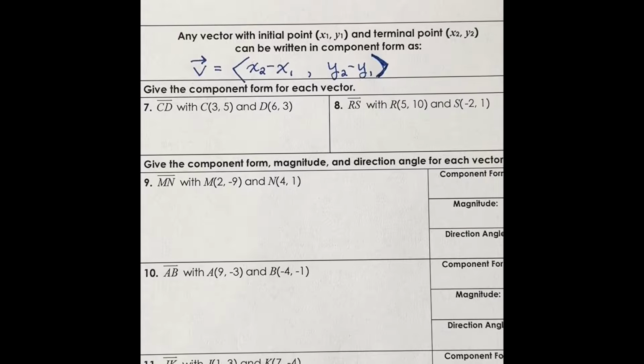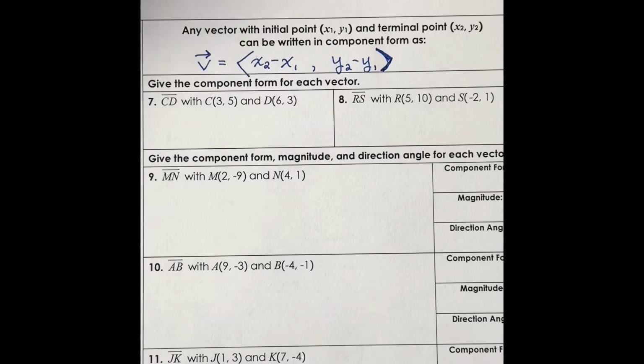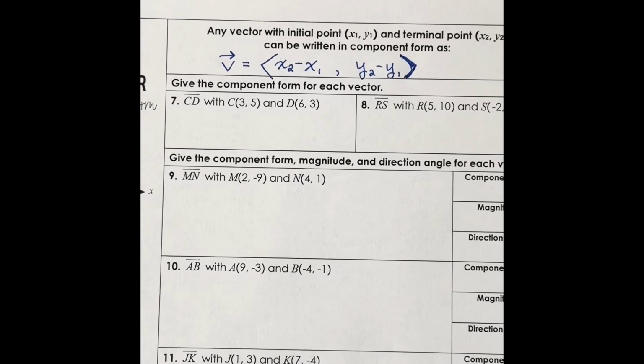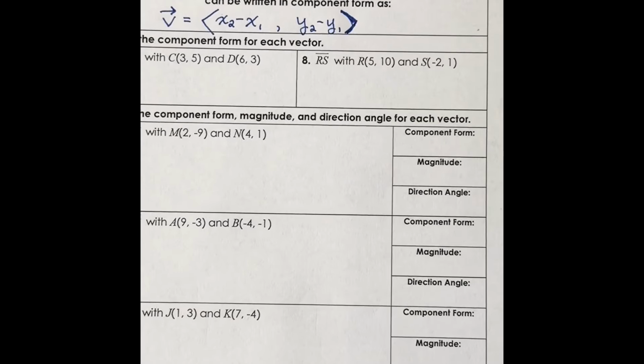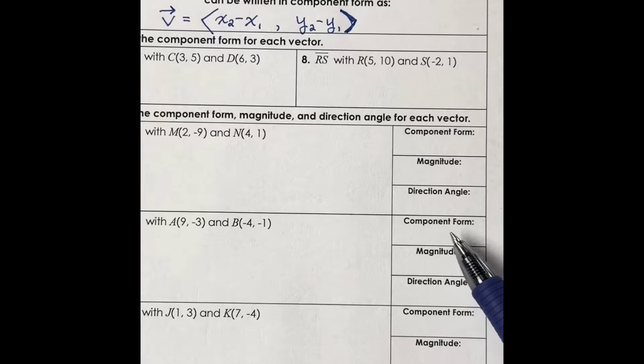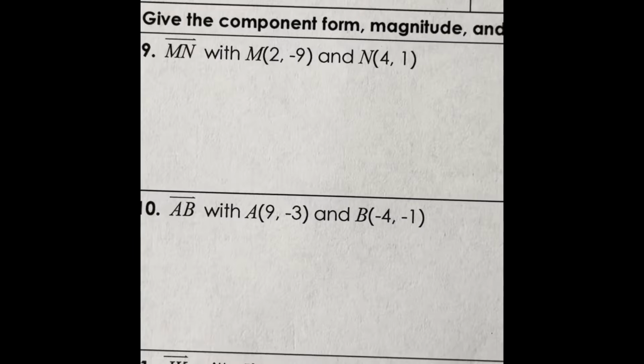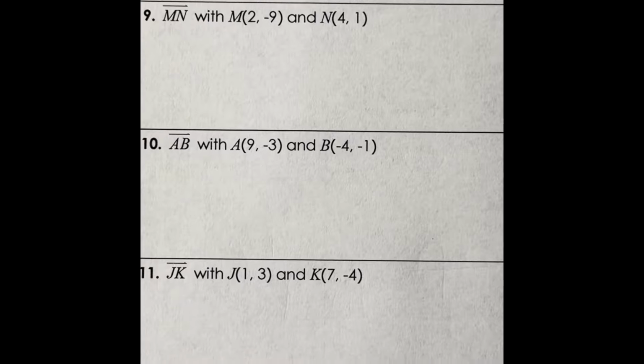So we're just going to jump right in here and go right to an example. Let's do 10 and 12. Okay, we're going to do 10 and 12. So we'll start with 10. And notice what we're finding. We're finding all 3 things: component form, magnitude, and the direction angle. So we're going to start here at 10 and talk through those 3 things.